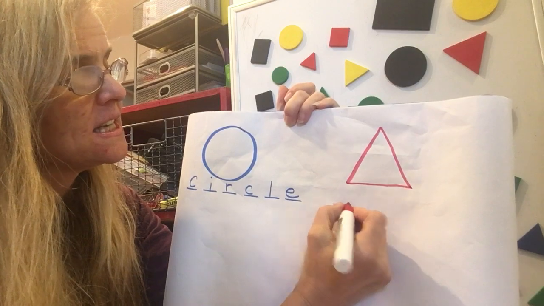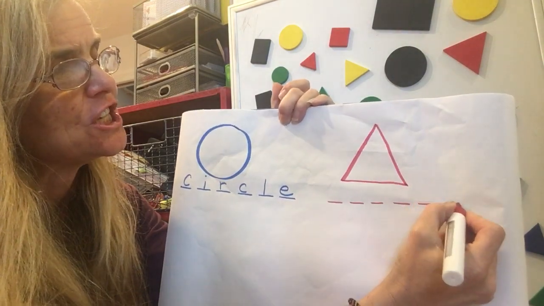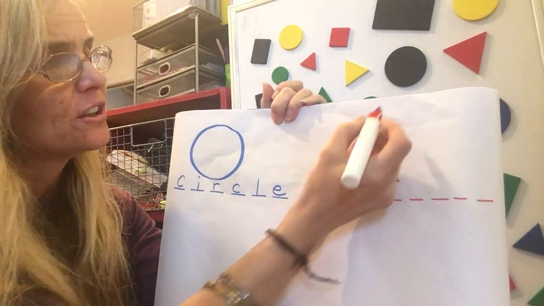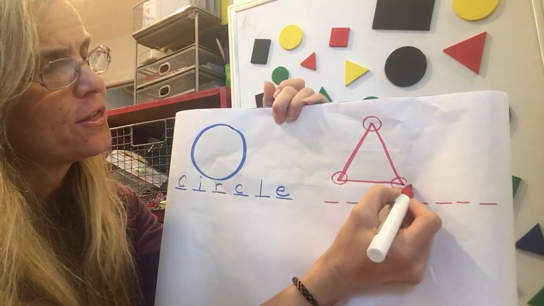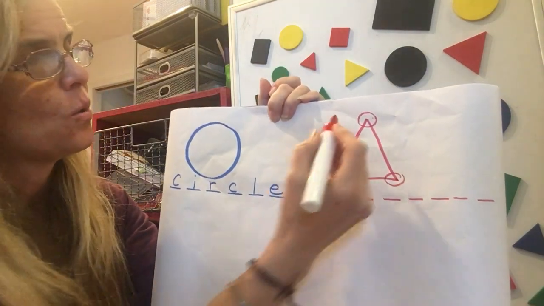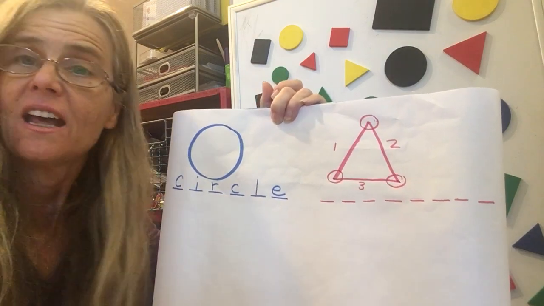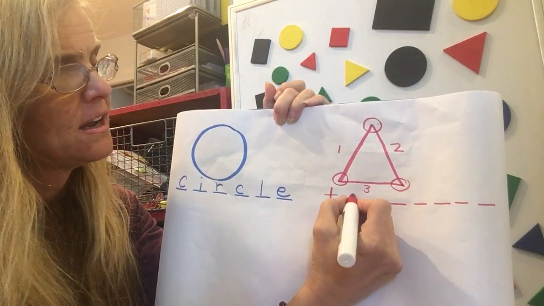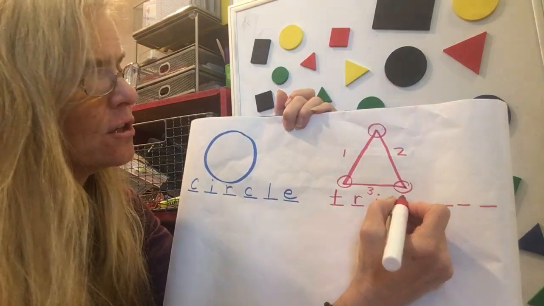Triangle. T-R-I-A-N-G-L-E. Whoa. You know why it's called a triangle? Look carefully. 1, 2, 3 angles or vertices. 3 sides. 1, 2, 3. And let's write the word. Try. T-R-I, which means 3. And angle. 3 angles.